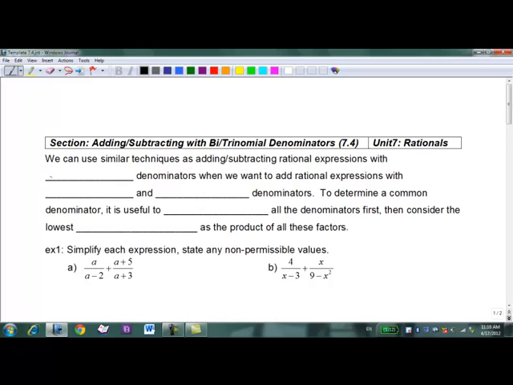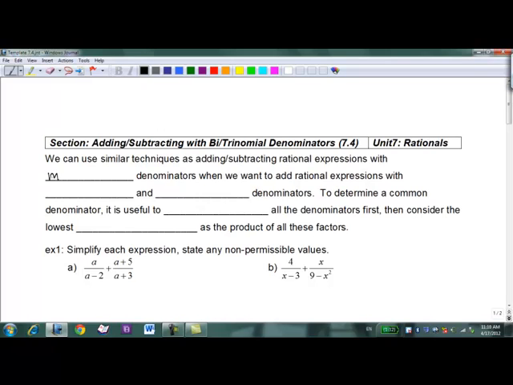We're going to take a look at adding and subtracting rational expressions with binomial or trinomial denominators. Last section we looked at adding and subtracting with monomial denominators. So let's see what happens. What's the difference when we increase the number of terms in the denominators? We can use similar techniques as adding and subtracting rational expressions with monomial denominators.